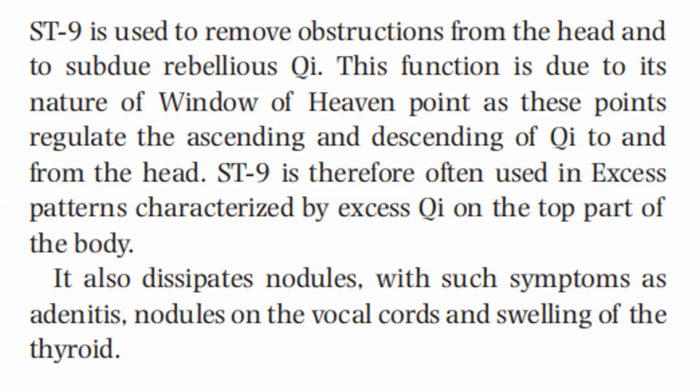Stomach 9 is used to remove obstruction from the head and subdue rebellious Qi. This function is due to its nature as a Window of Heaven point, as these points regulate the ascending and descending of Qi to and from the head. Stomach 9 is therefore often used in excess patterns, characterized by excess Qi in the top part of the body. It also dissipates nodules, with such symptoms as adenitis, nodules on the vocal cords, and swelling of the thyroid.